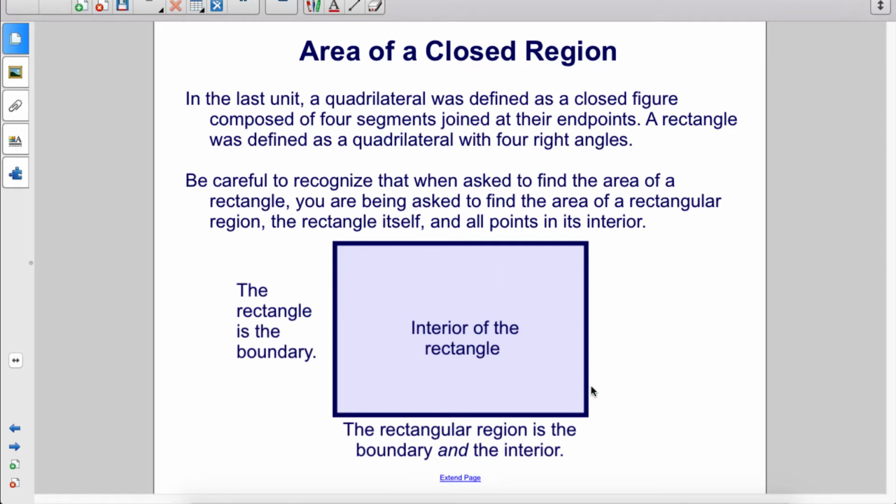So here we have a rectangle. The rectangle is the boundary. This is the interior of the rectangle. The rectangular region is the boundary and the interior.